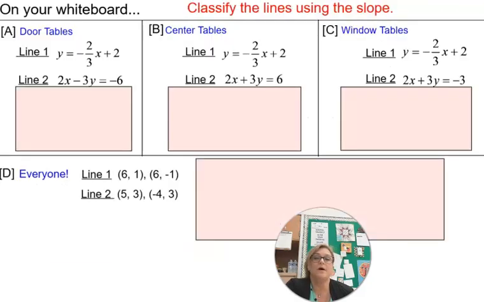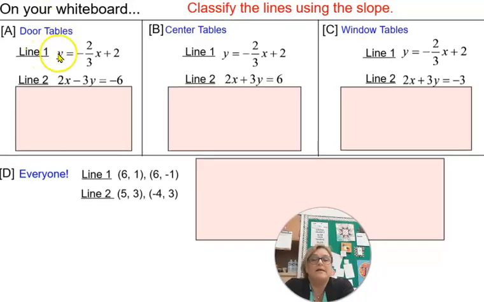So you want to pause the video and try these 4 problems on scrap paper. And once you've classified the lines using their slope, then you can resume the video to check your answers.